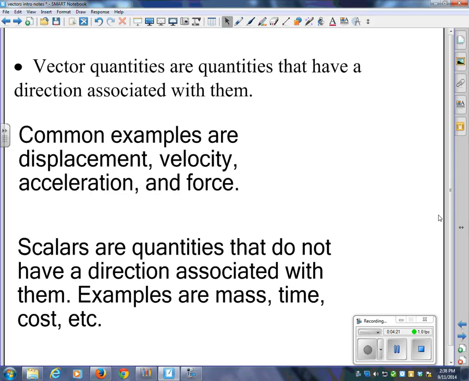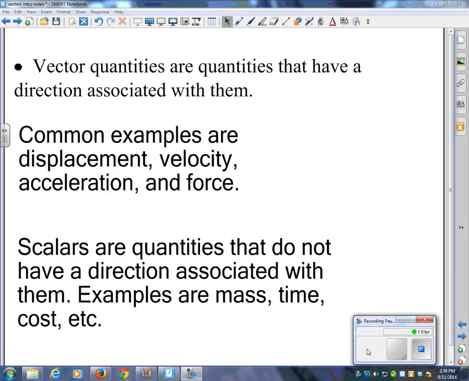Scalars are quantities that do not have a direction associated with them. Things like mass. When you looked at the mass of those lab weights the other day, it's 500 grams. No one says 500 grams west, or 500 grams to the right. Time. No one says 47 seconds left. Doesn't make sense. Cost. $14.97 south. Doesn't make sense. So vectors have direction, scalars do not.